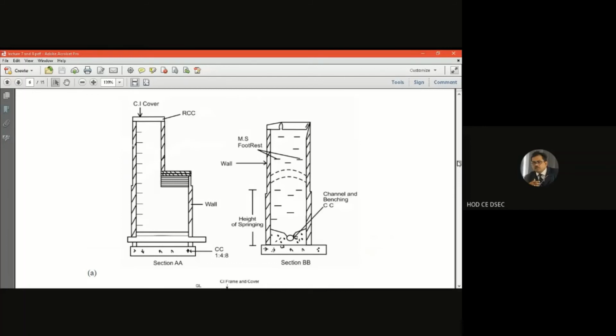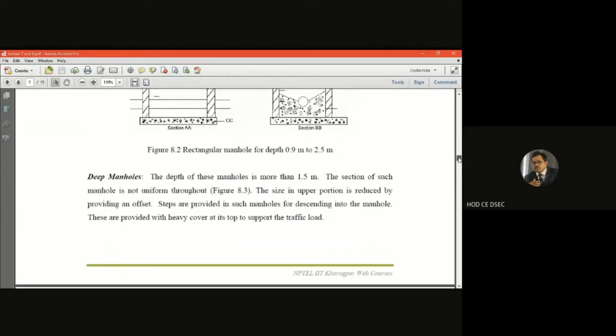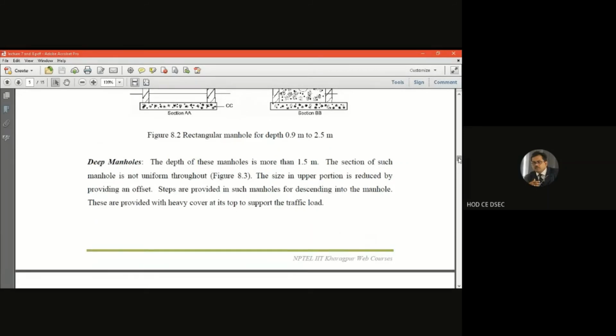You see the transverse section, from the top to bottom, first the lower size, then from bottom side after certain limit the size has been increased. So it is step down. It is a step down. So basically what I am trying to say, these sections of the manhole are not uniform, and the size in the upper portion is reduced, providing an offset, and steps are provided in such manholes for descending into the manhole. These are provided with heavy cover at its top to support the traffic load.